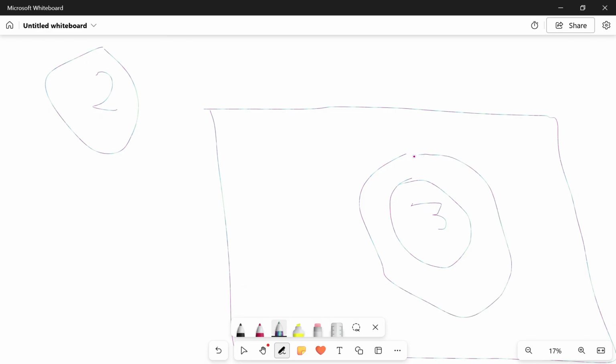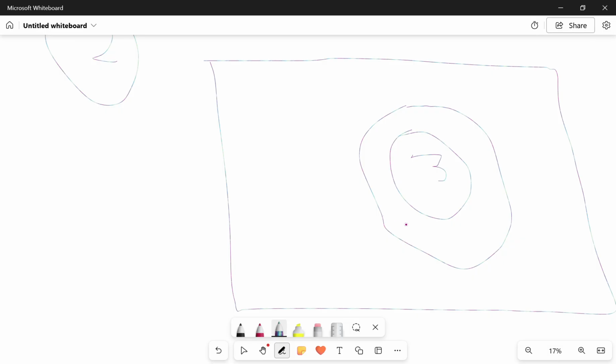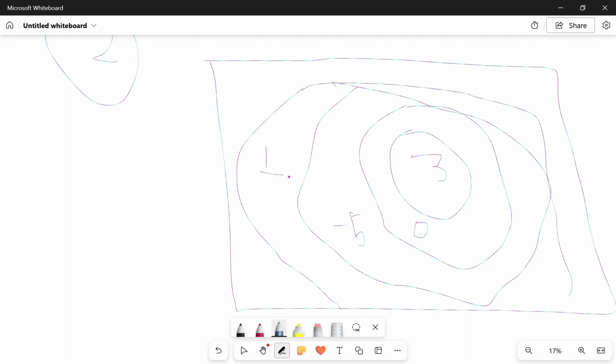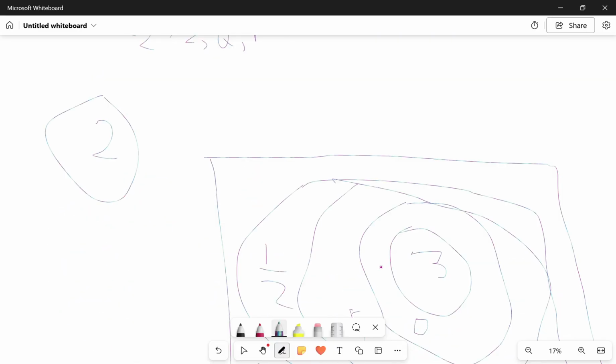Then I would have whole numbers, 0. Then I would have integers, -5. Yes, and then I would have rational numbers, which is half. So this is it, and this is real numbers. So these are all the easy questions.